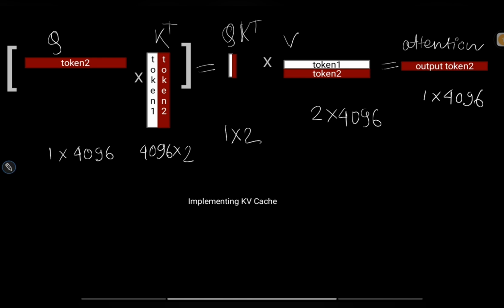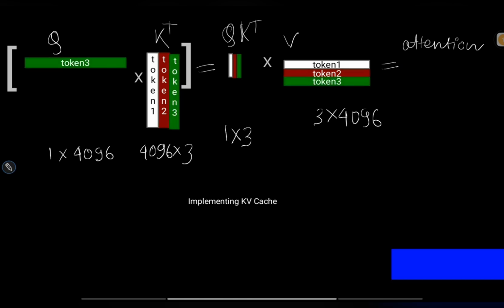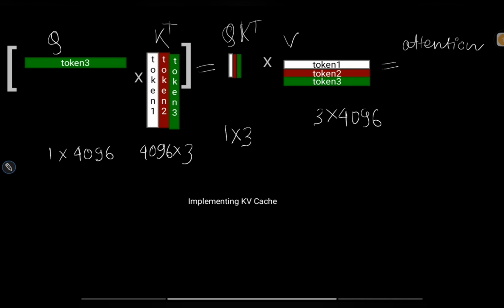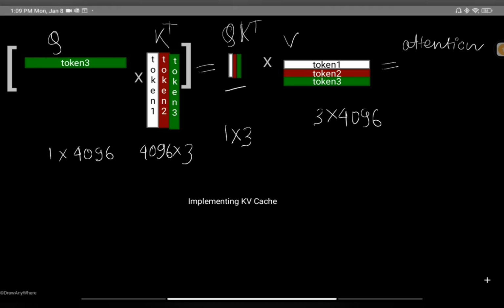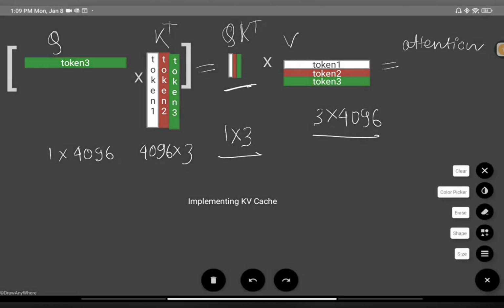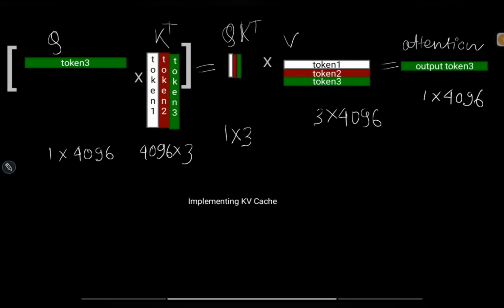We are only generating output 2 at the second step. Similarly, at the third step, we replace the token related to the Q matrix with token 3, and we preserve the matrices by caching them. We also generate QK transpose with fewer operations. Previously it was 3 cross 3 after the third step, but here we generate 1 cross 3. This 1 cross 3 will be multiplied with 3 cross 4096, which results in generating only output token 3, with a shape of 1 cross 4096.